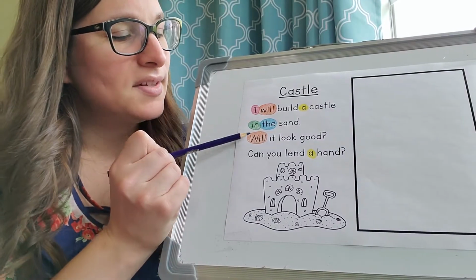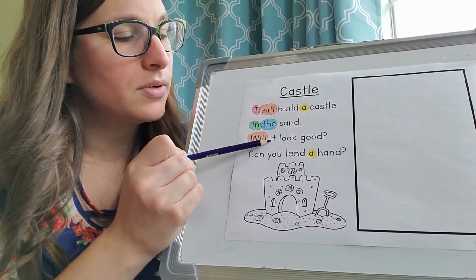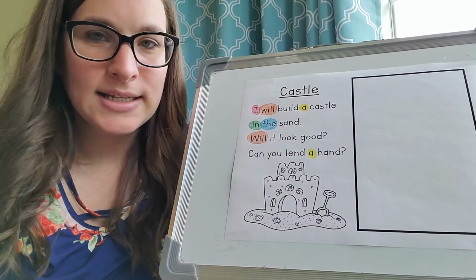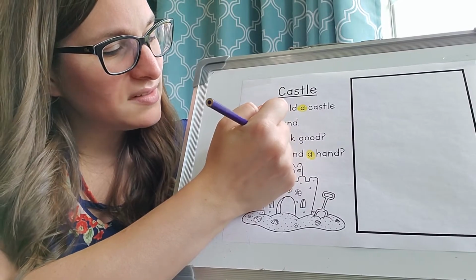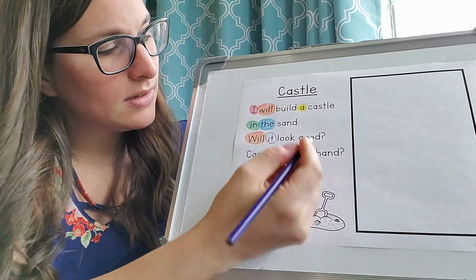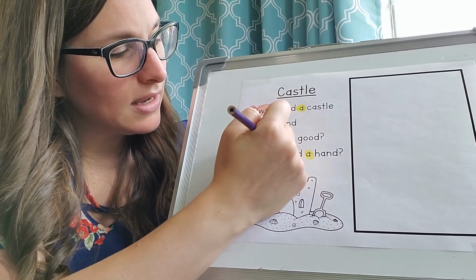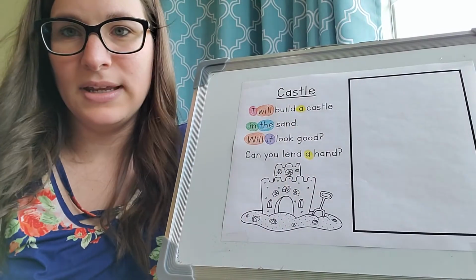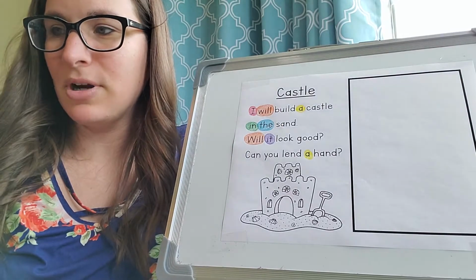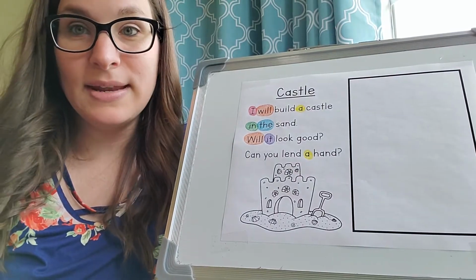Okay, so will, what is this word? It. It is a kindergarten sight word. All right, I'm going to color it purple. There we go. I'm going to put my purple down. I'm going to get my pink.